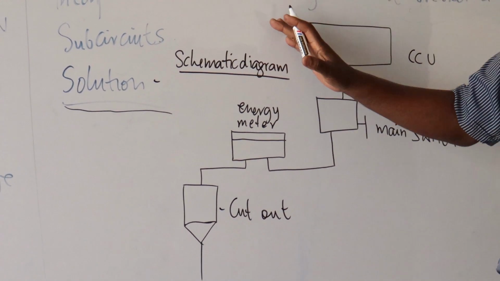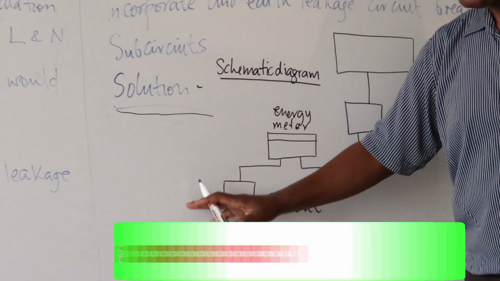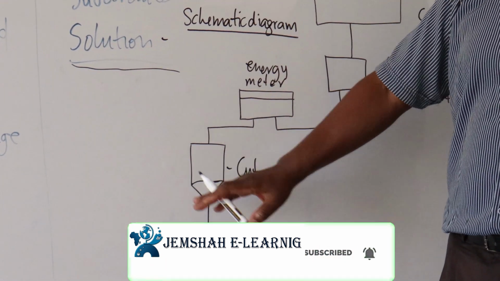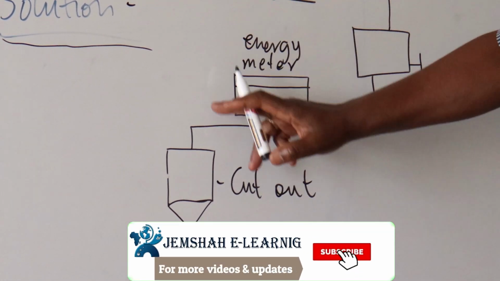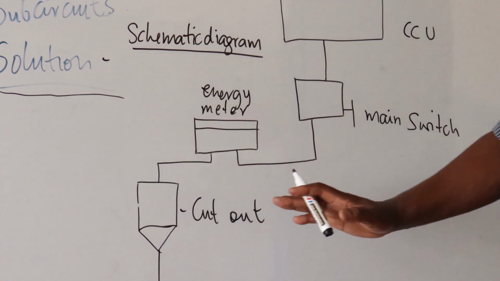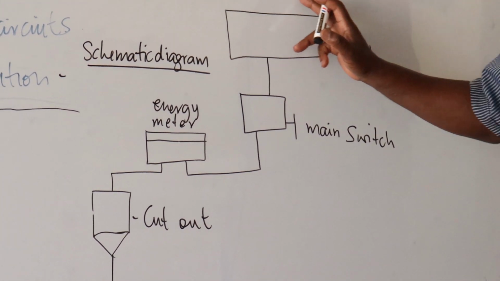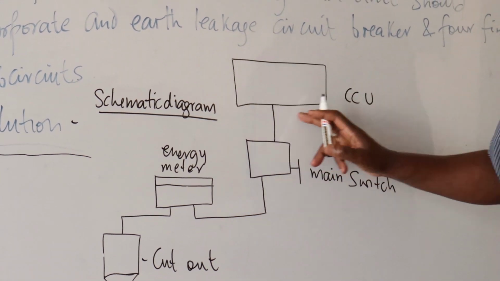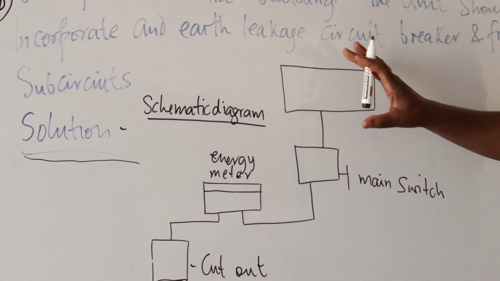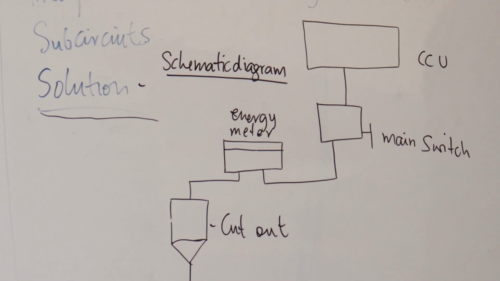We have the schematic diagram as we saw it the other time. We have got the cutout provided by the KPLC, but they have an HBC, high breaking capacity fuse. Then we have got the energy meter, and we said the energy meter and the cutout belong to the KPLC. And then we have got the main switch for the consumer. And then here we have the consumer control unit, or panel, where the residential building takes off the currents. So this one serves as a schematic diagram for the installation.